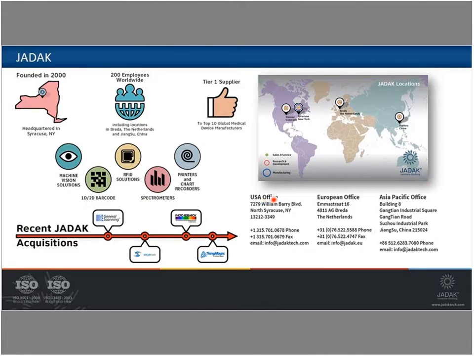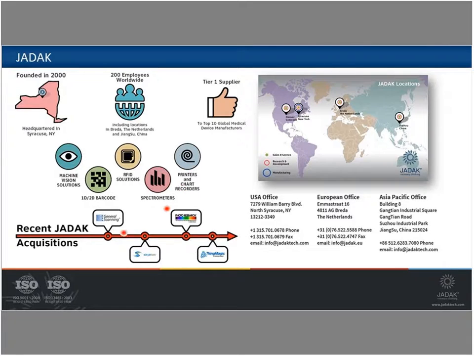Okay, JTAC is a company. We're based in Syracuse, New York. You can see here on the map we have an office in Breda, the Netherlands, and a couple other smaller offices around the field. These are the technologies in which JTAC is engaged, and it's really all OEM kind of components that we sell primarily into the medical device industry. What we're going to concentrate on here today is our machine vision products. We also do a lot of work in 1D and 2D barcode reading, RFID, and we have a business in spectroscopy and printers and strip chart recorders.